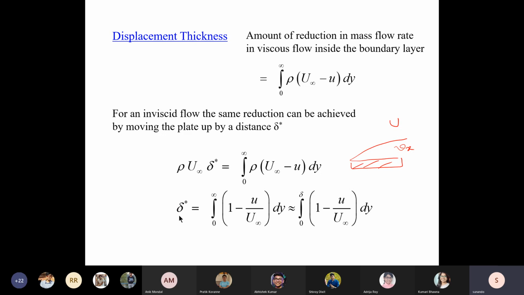So delta star is going to be a much more stable indication of the phenomena inside the boundary layer as compared to delta. That's why displacement thickness is preferred over just the thickness of the boundary layer. Questions?